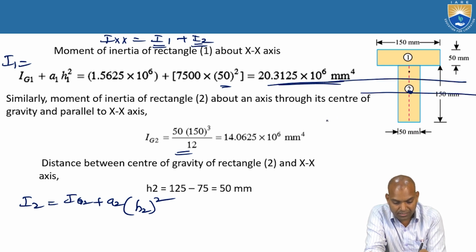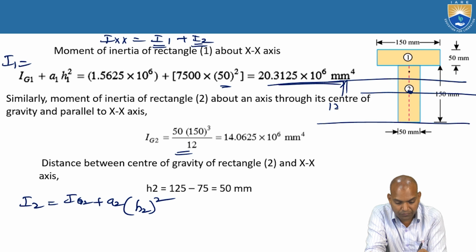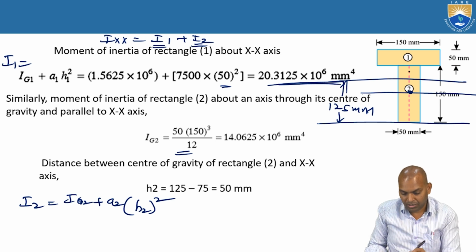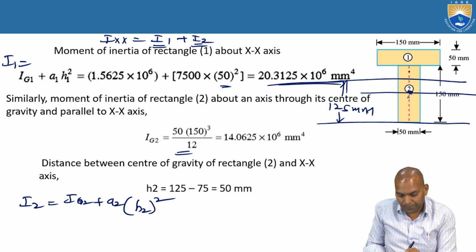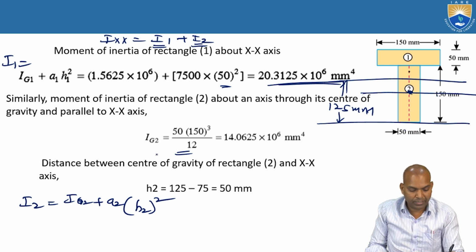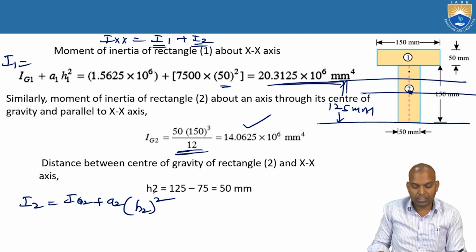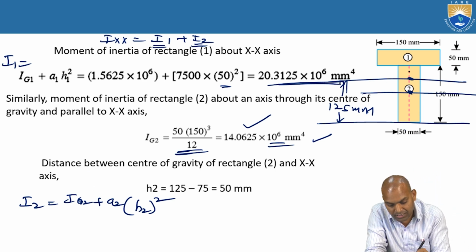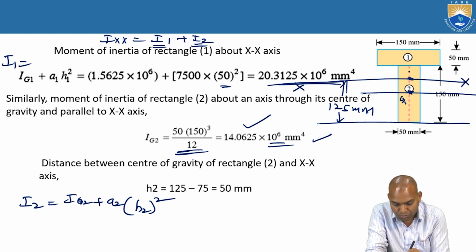What about IG2? IG2 is parallel, passing through the centroid. Here this is XX. This axis is how much here? 125. The centroid is at a distance of 125 millimeters from the base. Now it is 150 and 50, so 50 times 150 cubed by 12, that is 14.0625 into 10 power 6 millimeter power 4. Now we want again that XX distance. This is G2. What is H2? This is H2.